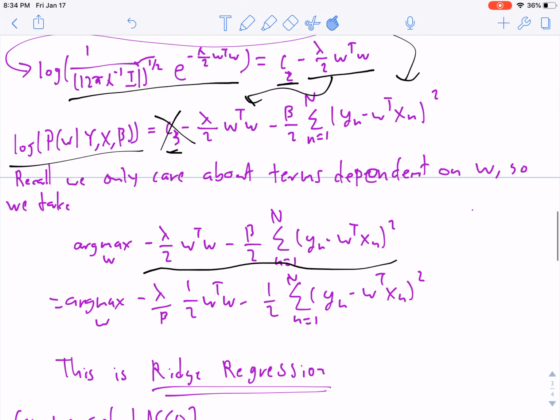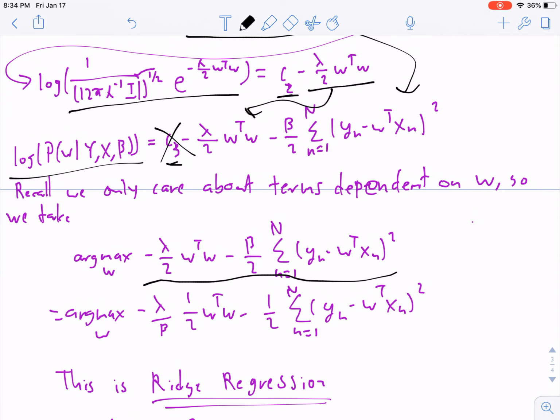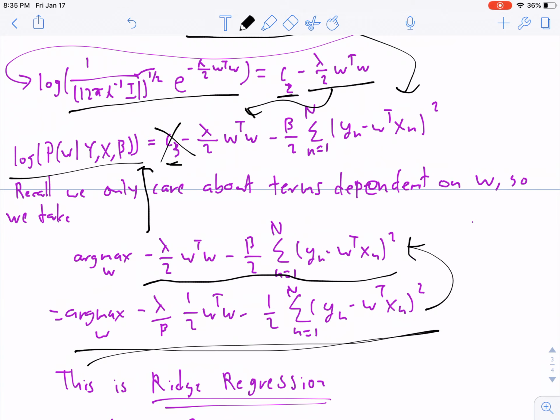And then we're just going to go ahead and divide the whole equation by beta, and since beta is some positive quantity, as we talked about earlier in this video, that's also a monotonic transformation. So maximizing this is the same as maximizing this, which is the same thing as maximizing that, which is the same thing as maximizing just the posterior, which is exactly what we're looking for.